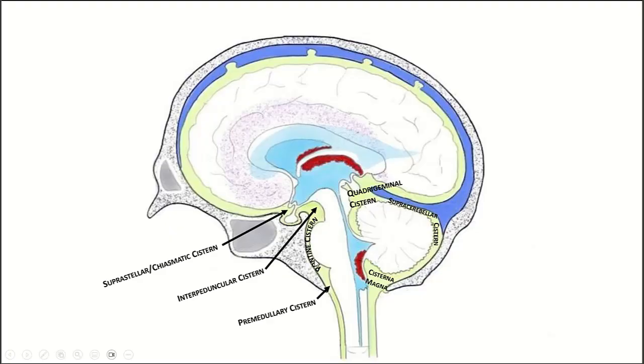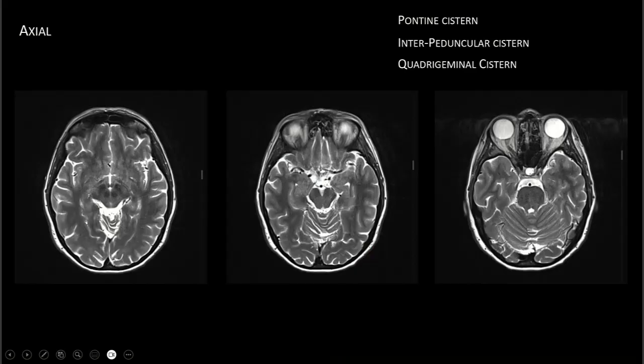So you know the word pontine refers to the pons. So that's going to be anterior to the pons. Premedullary cistern, well, that's in front of the medulla. Cisterna magna is just posterior, so we are just above the foramen magnum. We have supracerebellar cistern, meaning it's above the cerebellum, and the quadrigeminal cistern. These structures here on the back of the midbrain are known as the corpora quadrigemina. So this space is the quadrigeminal cistern.